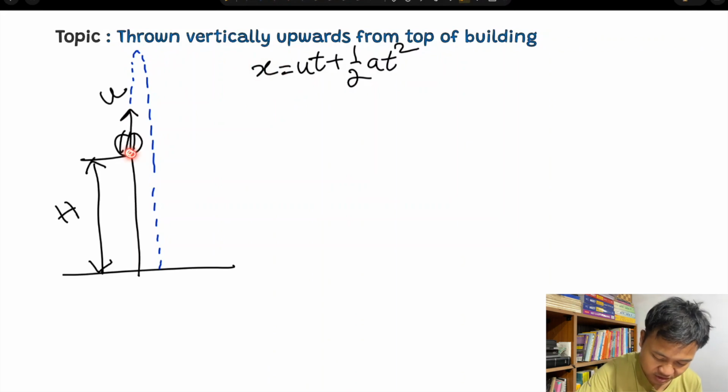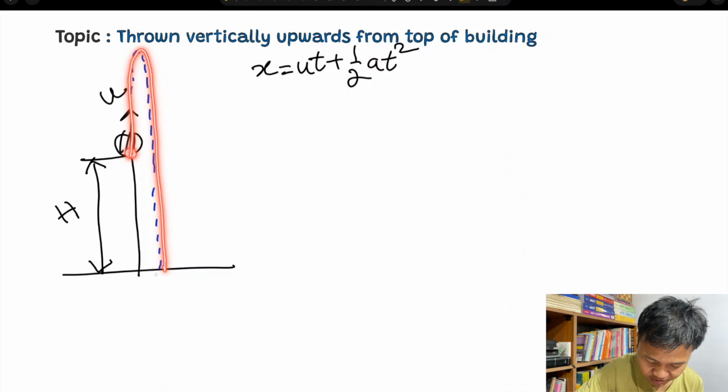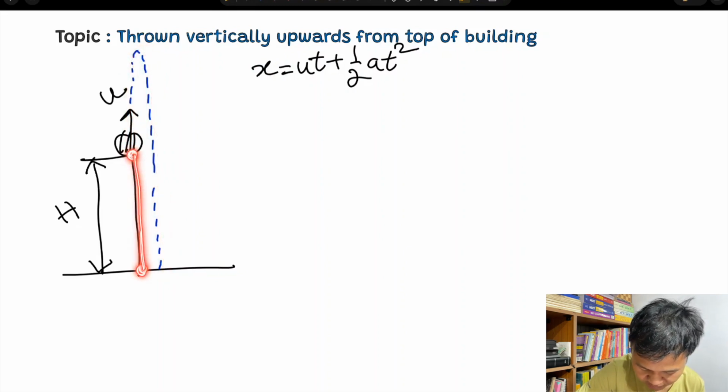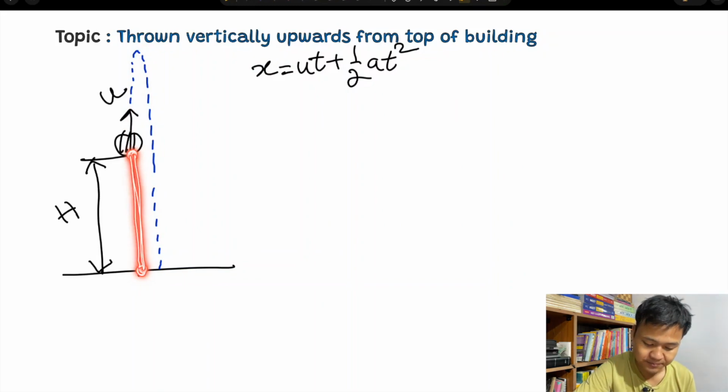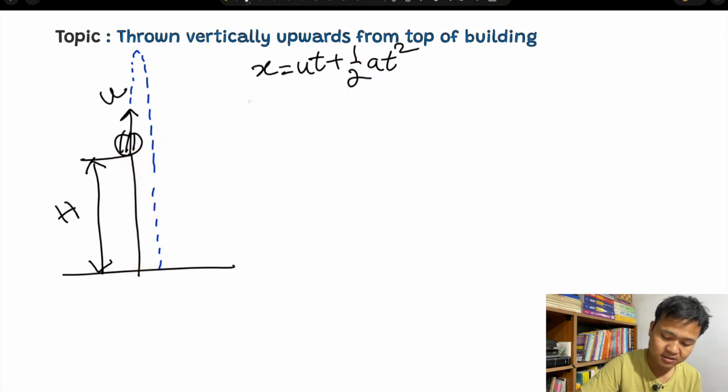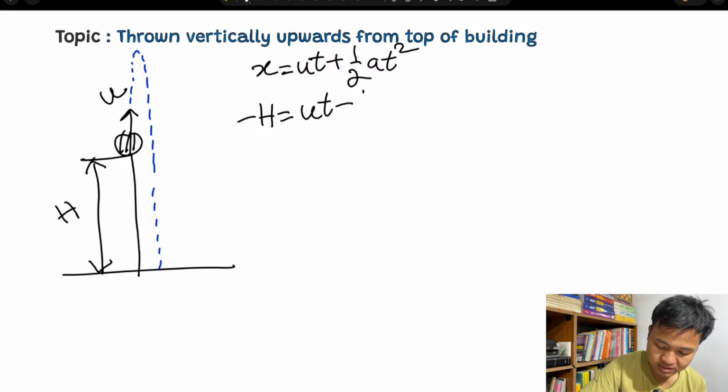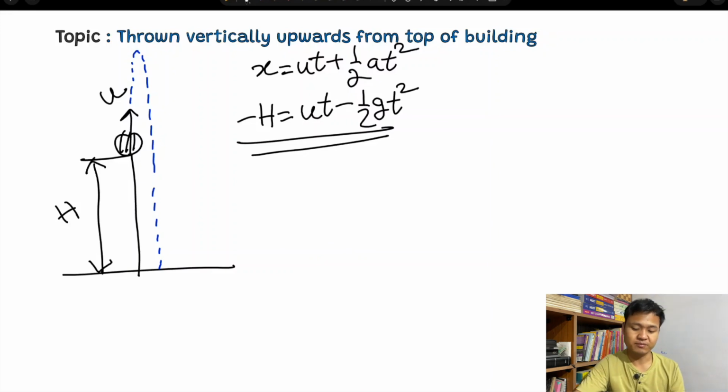So if you start from here, go up like this and come back down like this, this is your final position and this is your initial position. If you join them with a straight line, you get the displacement. You go from initial to final downwards, towards the negative, and therefore it will be minus h. So minus h equals u into t minus half into g t square. This is the formula you have to apply in this particular question.